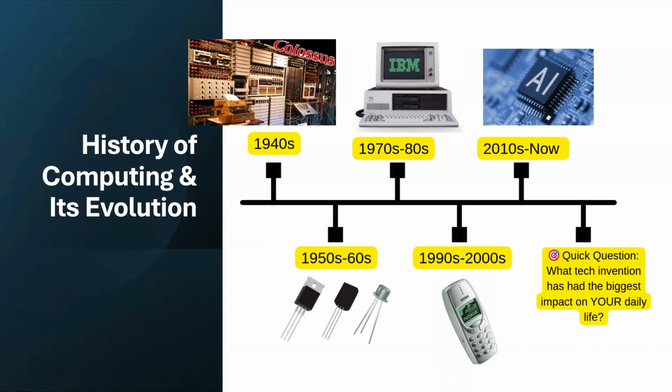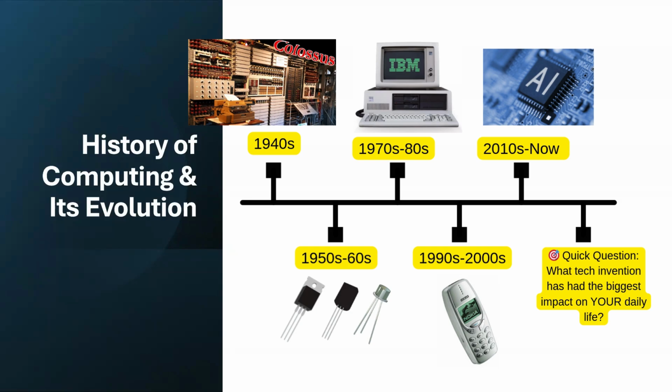Now, computers have come a long way since their creation. Let's just go over a brief timeline. So we have the 1940s, where the first computers were room-sized and they used vacuum tubes. From the 1950s to the 60s, the transistor revolutionized computing, making these machines smaller and faster. So then the 70s and the 80s came along and personal computers, PCs, emerged. And this is where Apple and IBM came into the talks.